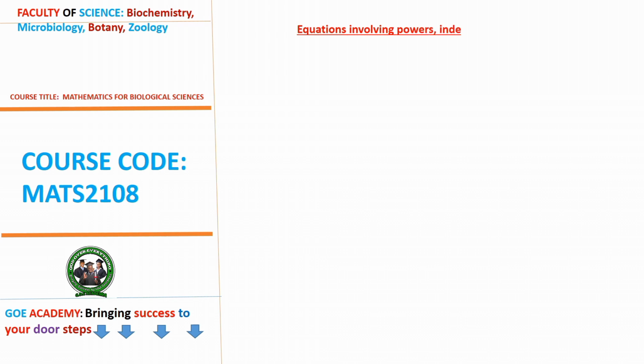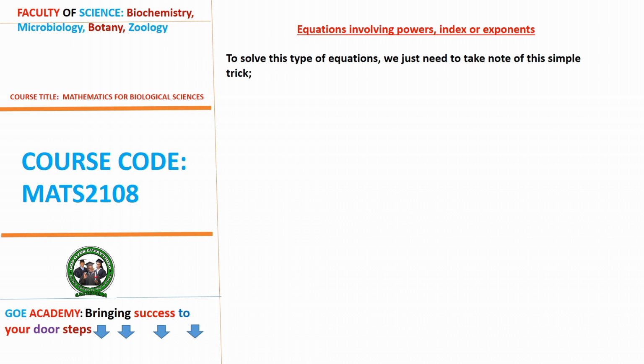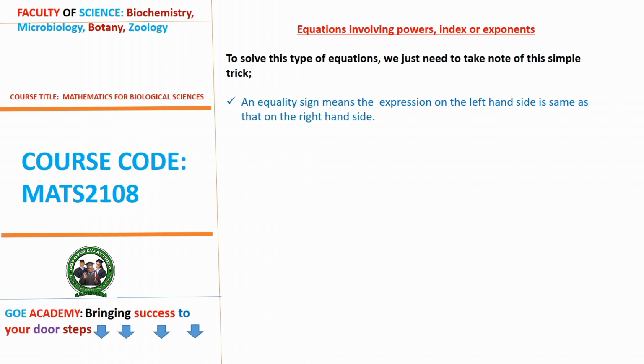So let's look at some equations involving powers, index and exponents. To solve this type of equations, we just need to take into consideration the following tricks, which are very necessary. Firstly, an equality sign means that the expression on the left hand side is the same as the expression on the right hand side. That's the first concept. Also, if the bases are the same, we simplify and equate the powers, then solve. Are we okay?